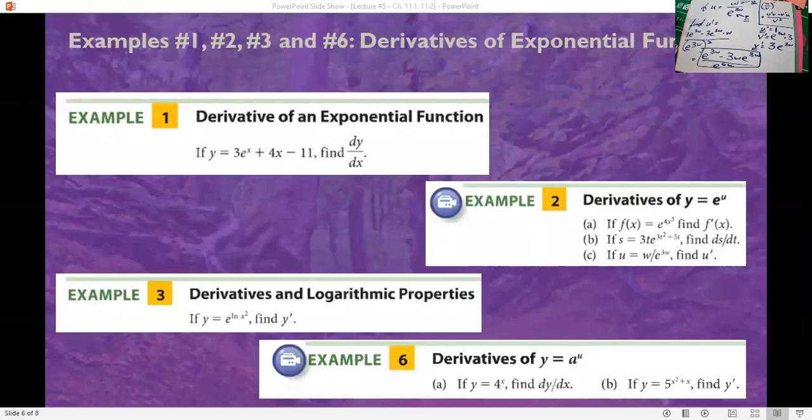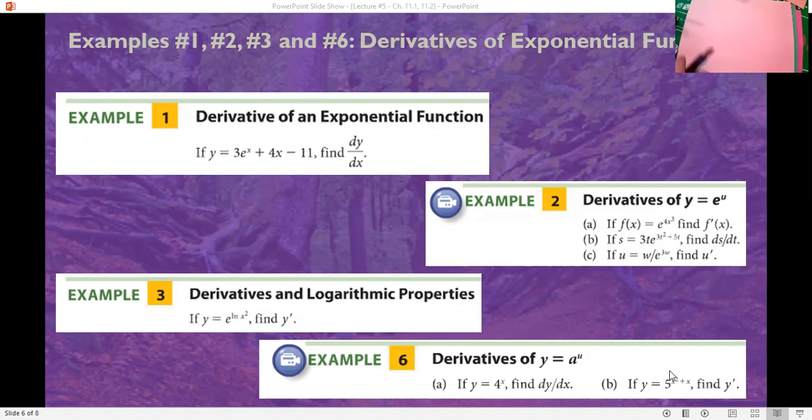For our next case, we're going to ask you to figure out some derivatives using basic logarithmic properties first. Here we have an interesting function that's written like this.